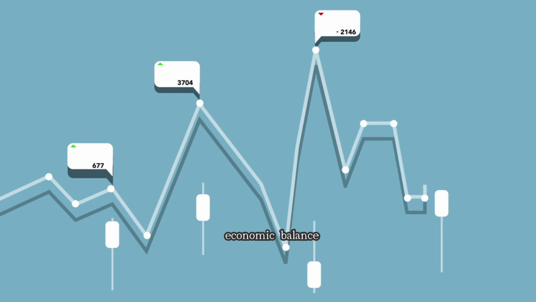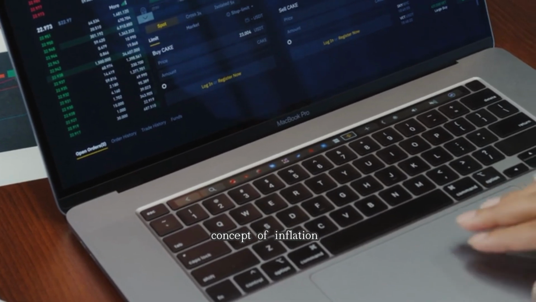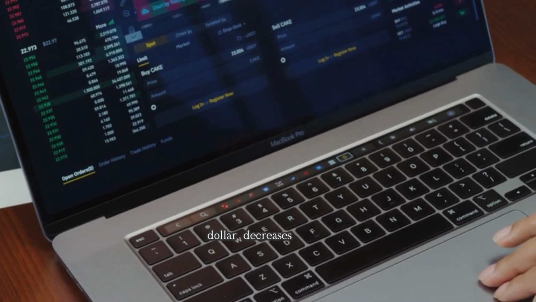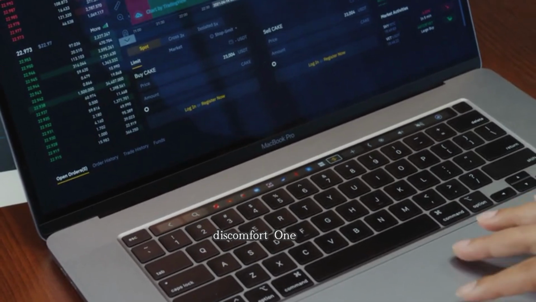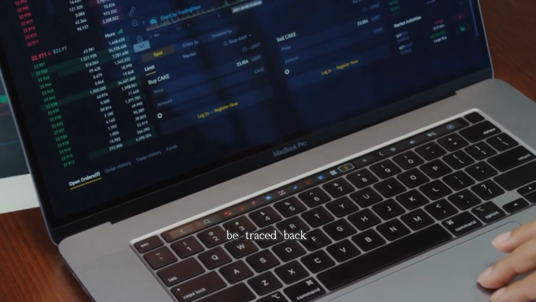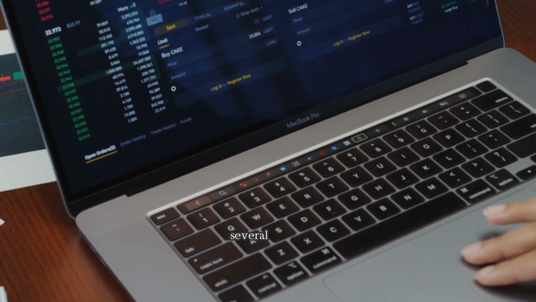game of economic balance. The price tags that are attached to goods or services encompass the concept of inflation. As inflation goes up, the purchasing power of the dollar decreases, and this can push consumers towards a state of economic discomfort. One of the major reasons behind the current shaky look of the US economy can be traced back to inflation, which has stubbornly lingered above the Federal Reserve's target rate for several months.